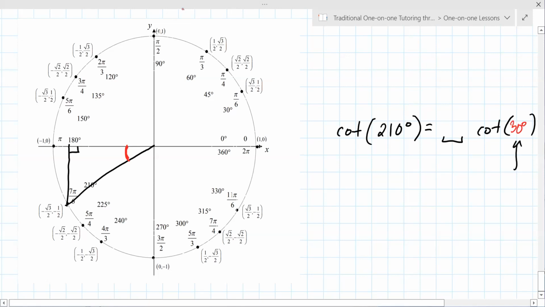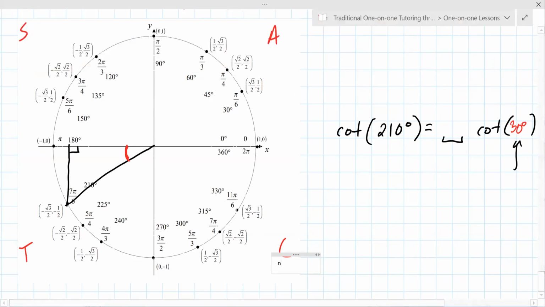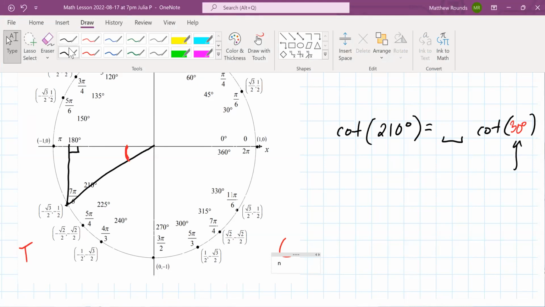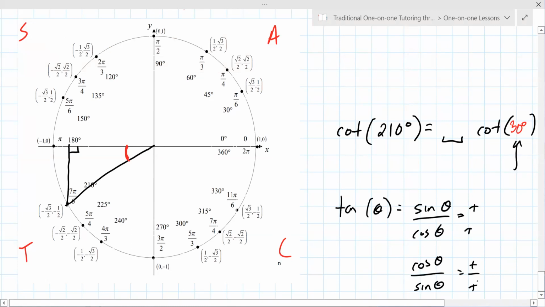And then to think about cotangent, we know ASTC. So tangent is positive. Mm-hmm. And we know that cotangent is the reciprocal of that. So the way to think about that is tangent is sine theta over cosine theta. If they're both positive, well, when you flip it, that is also a positive over a positive. So it's still positive. Does that make sense? Yeah.